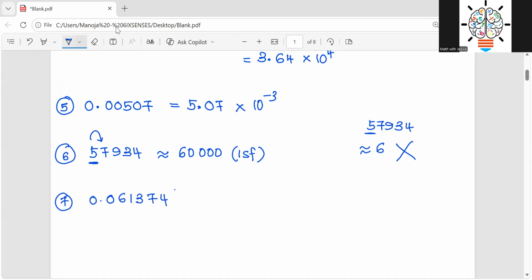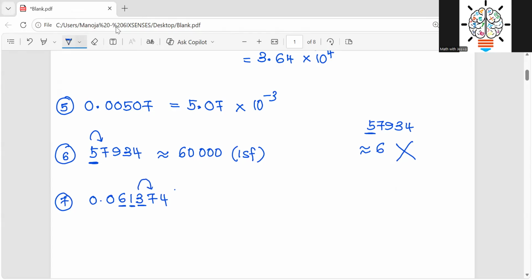Then the last one, question number 7 in this exercise, you want to write 0.061374, and you want to correct this to 3 significant figures. In a number, the first zeros, we don't consider them as significant figures. Always the first significant figure should be a digit between 1 and 9, right? So here the 6 is the first significant figure, this is the second one, and this is the third. I'm going to correct this number to the third significant figure. So the 3 matters for me.